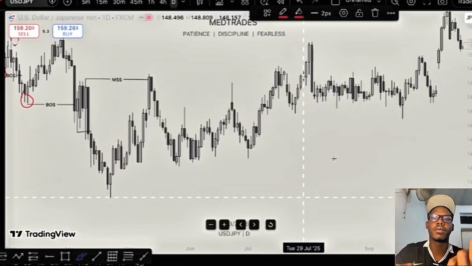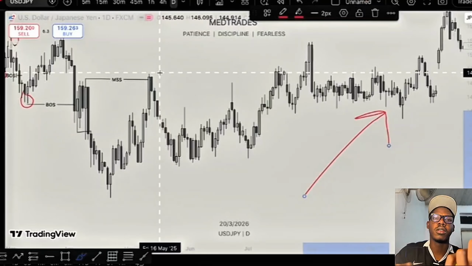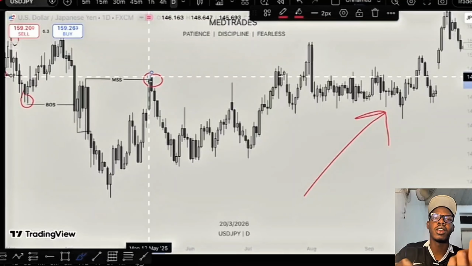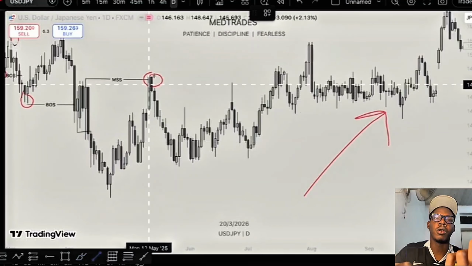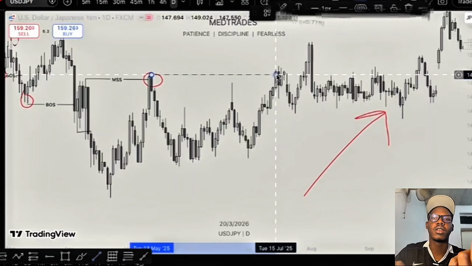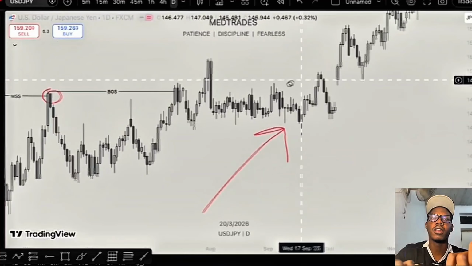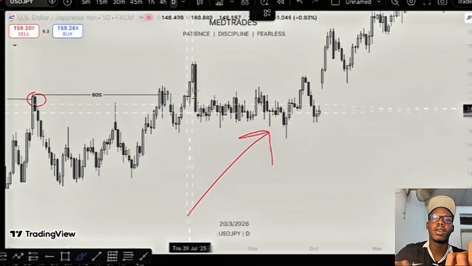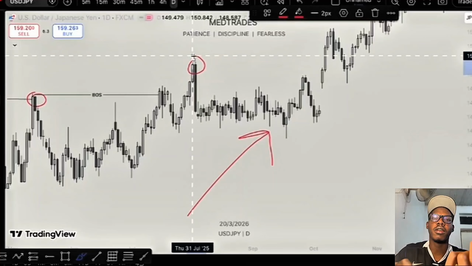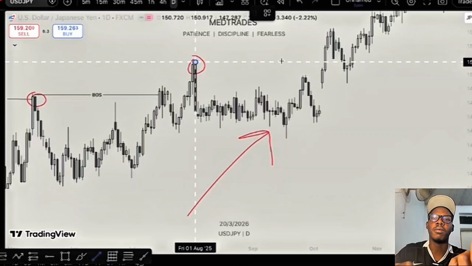You can see price came here, took out this higher high, and it becomes a break of structure. Can you see it? Price came here, took out this higher high right here, and this becomes the break of structure.